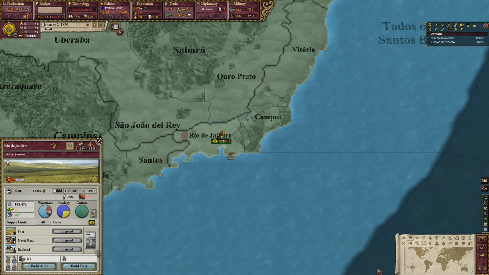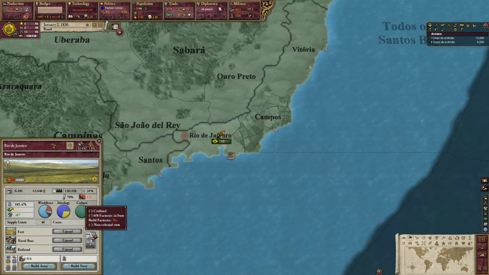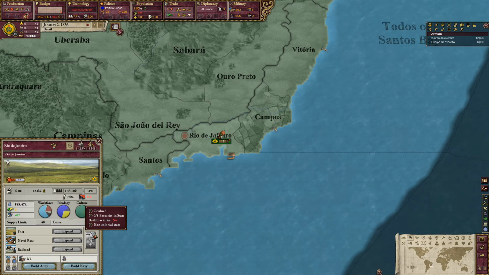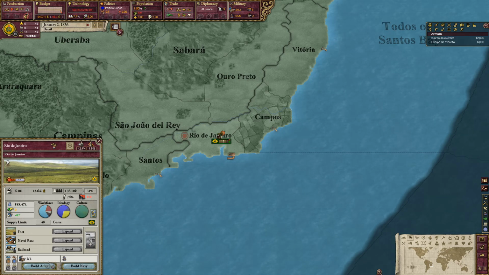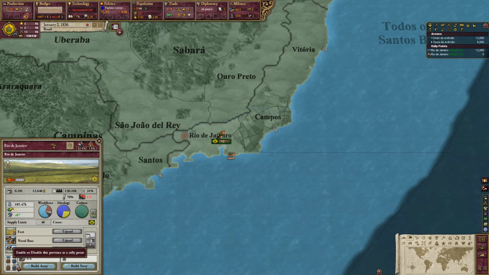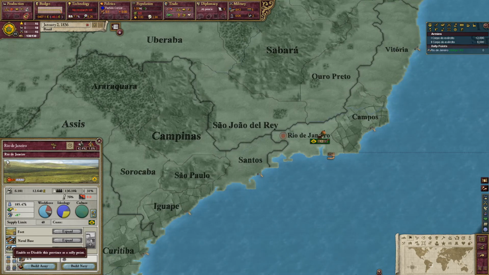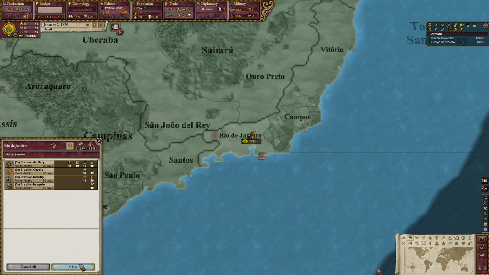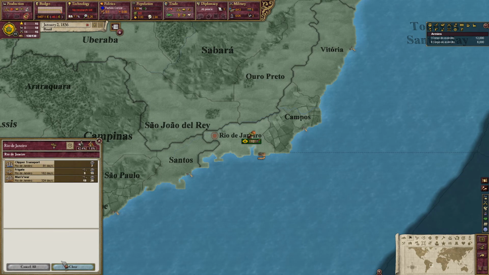Which this button right here, if your political party allows it, will let you go to the production tab and build factories. Brazil's Partido Conservativo does not, so we will not be able to do it right now, but we're going to talk about this more in a different video. Here we can either enable or disable this province as a rally point, which if you pick either one, you can pick whether or not the troops merge, and then you can build individual army units here along with individual navy units here.